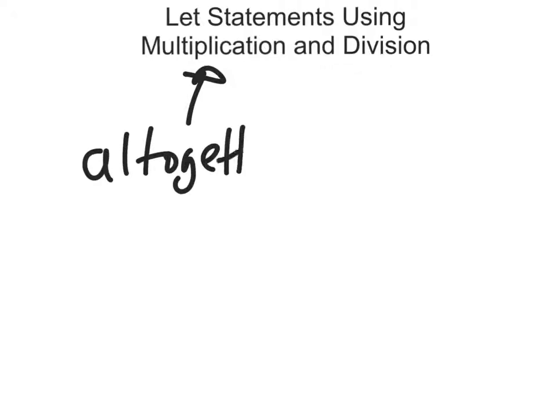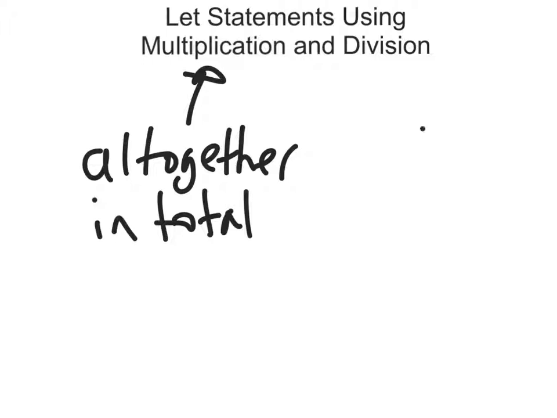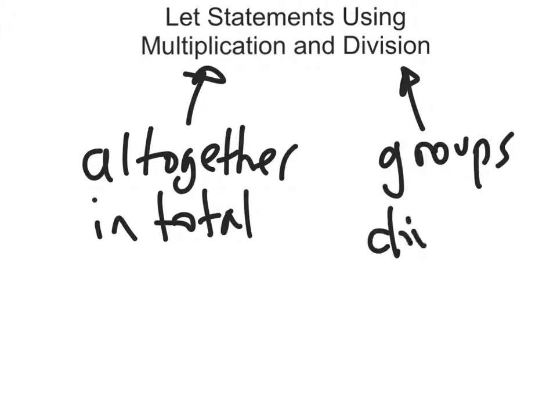In this video, we're going to talk about writing let statements again, and this time when we write let statements, it'll be about multiplication and division. Something really important to know is when you do multiplication, you're usually finding out all together or in total. Those are some key words when you multiply. And when you do division, you want to look for keywords like groups. How many groups? Or the word divided. Divided into groups. That makes sense.